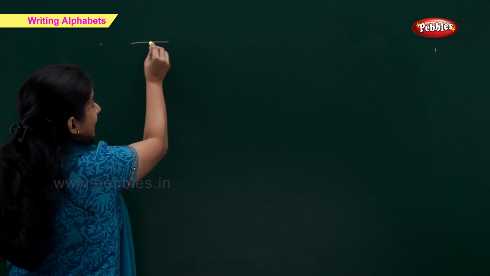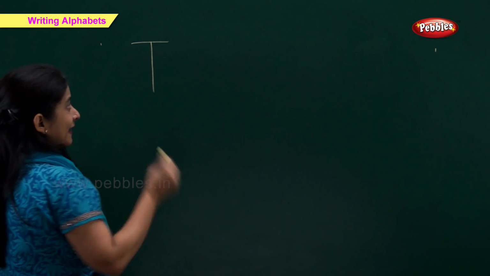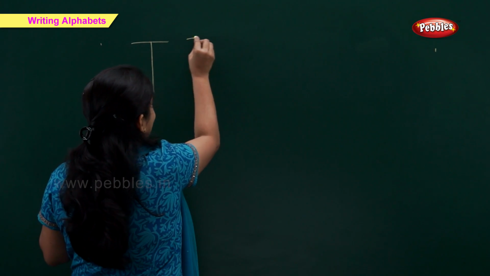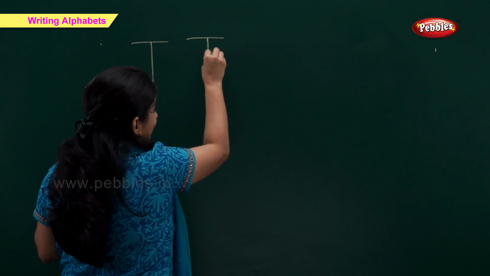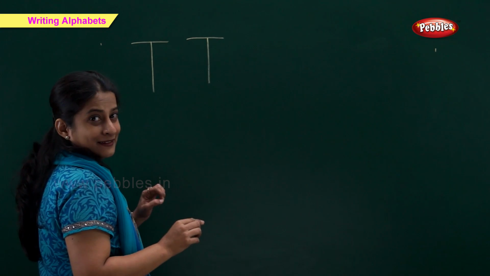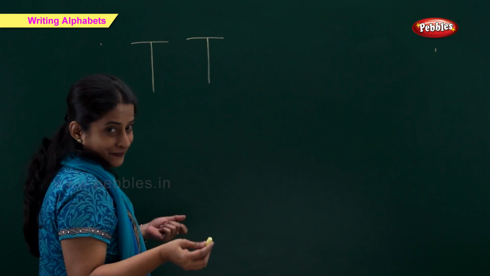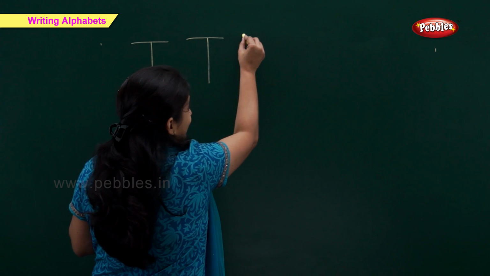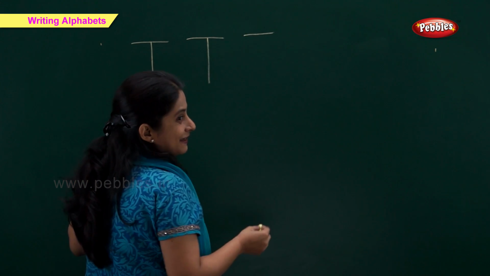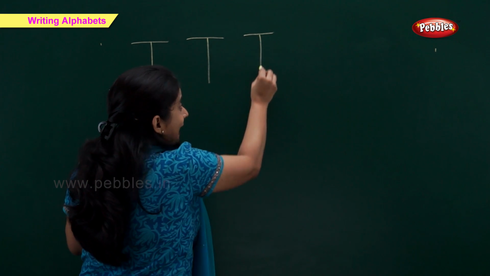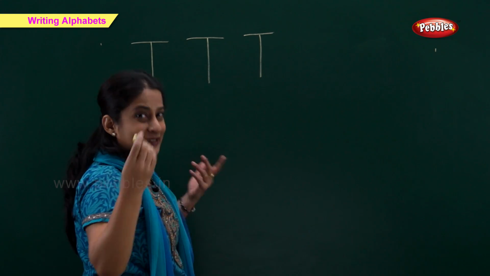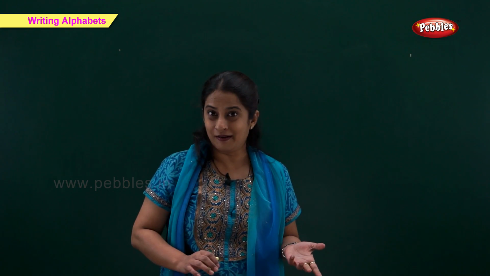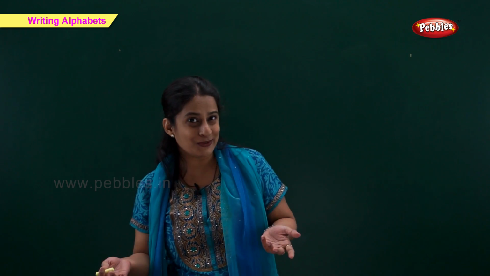A sleeping line, a standing line is T. Now you tell me the lines. Yes. Sleeping line, standing line is T. Okay, now we will draw a simple curve which is known as U.